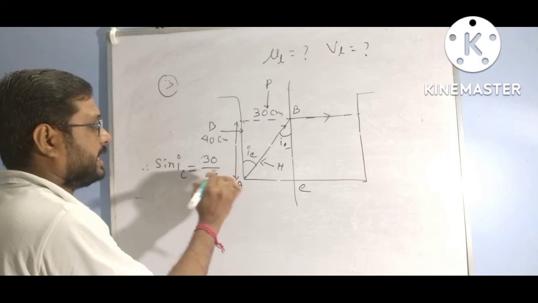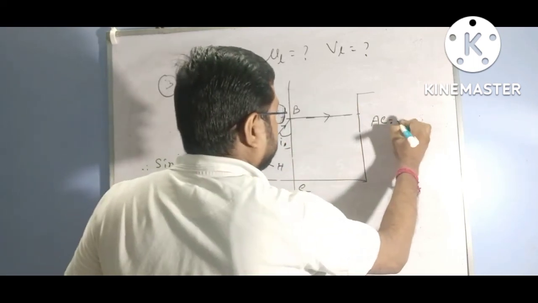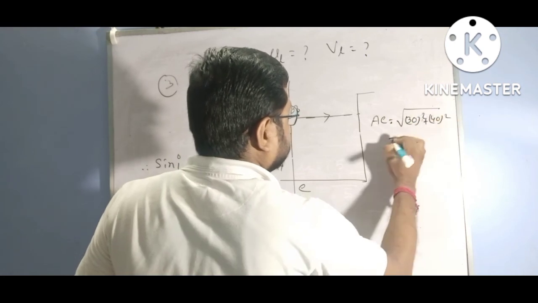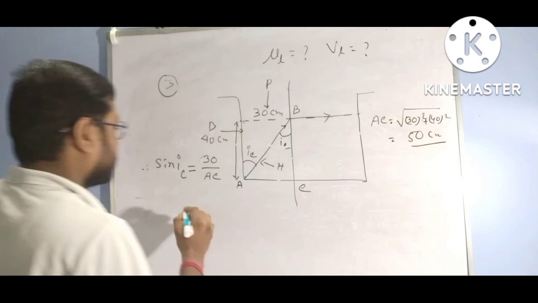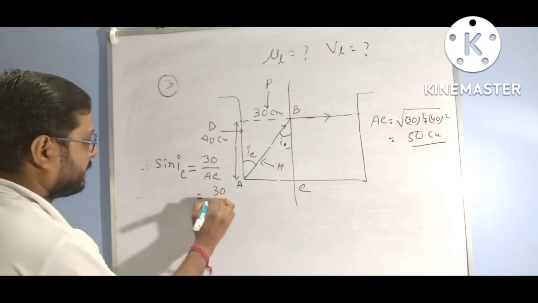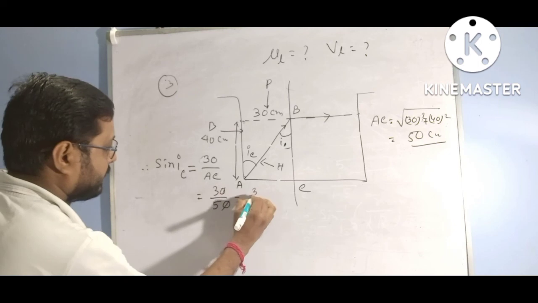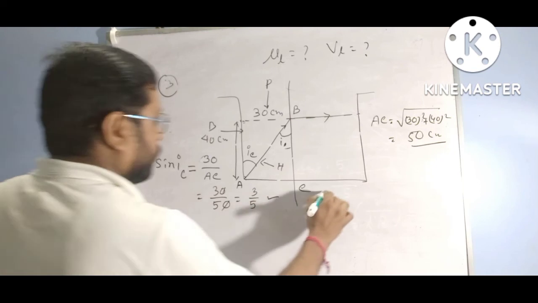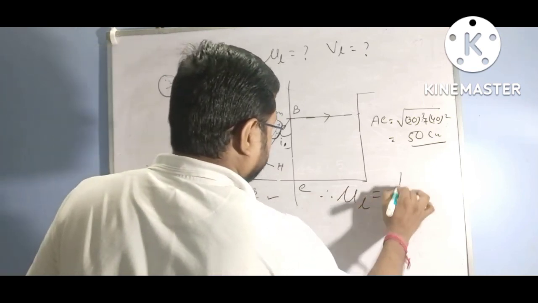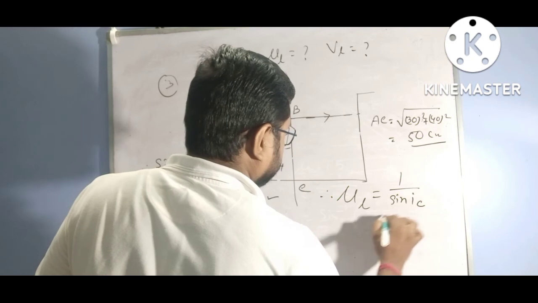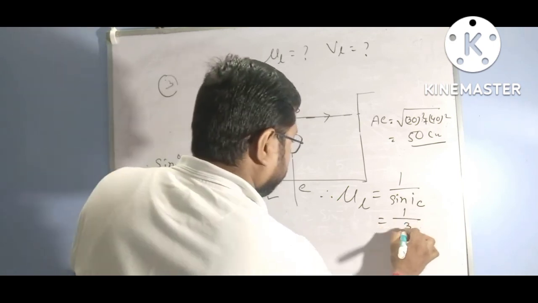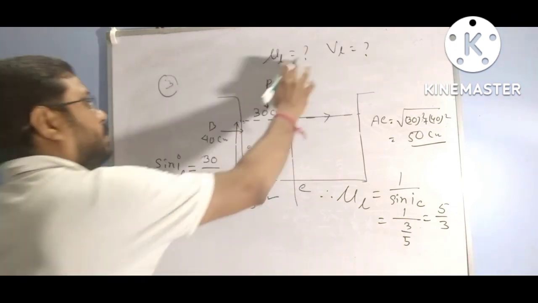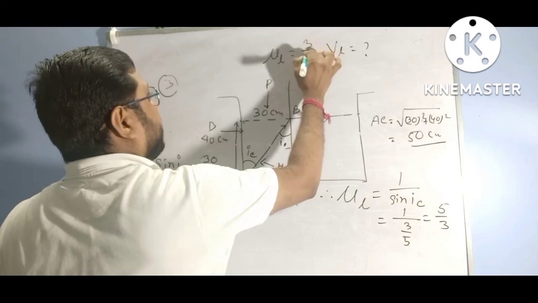Now what is the value of AC? AC equals root under 30 square plus 40 square, that is 50 cm. So sine IC equals 30 by 50, that is 3 by 5. Then we can easily calculate the refractive index, 1 by sine of IC, that is 1 by 3 by 5, that is 5 by 3. So mu L equals 5 by 3.